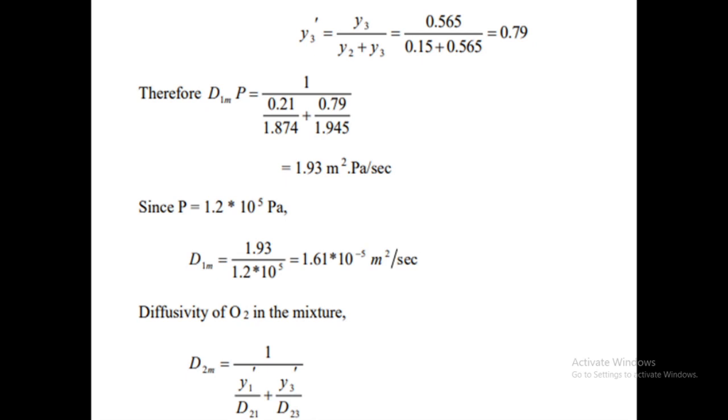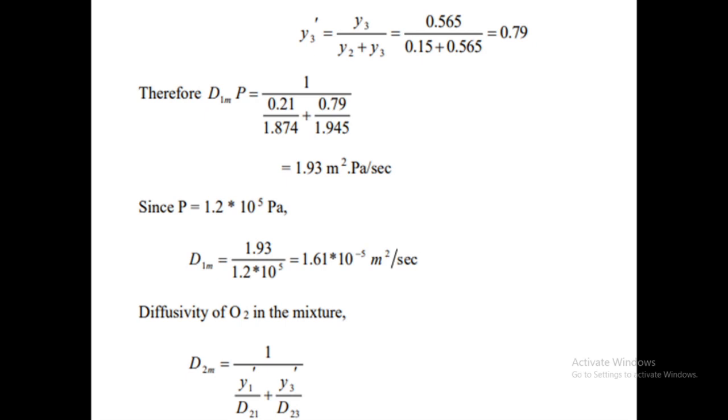Why? Because the question is to calculate the diffusivity of carbon dioxide. We have D1M into P. So how will you find D1M? Divide with the pressure, right? So D1M P is equal to 1.93 meter square Pascal per second. This value is divided with pressure. Pressure we already have, this is the given data, 1.2 into 10 to the power of 5 Pascal. So divided with this value, finally we get D1M as 1.61 into 10 to the power minus 5 meter square per second. Are you clear? This is the first part.